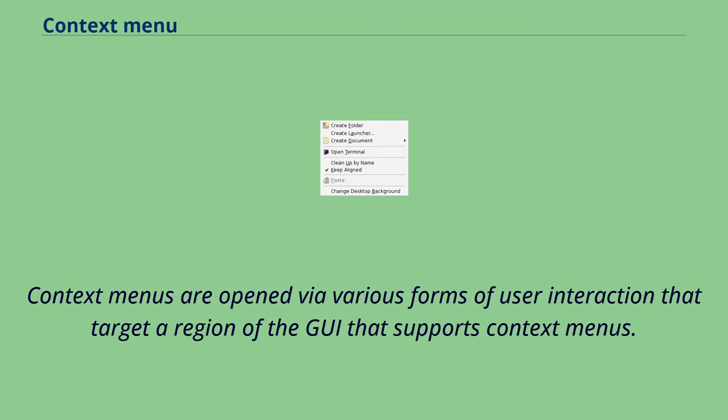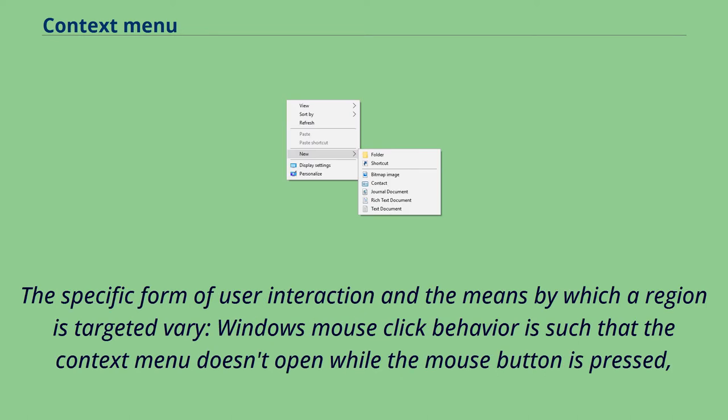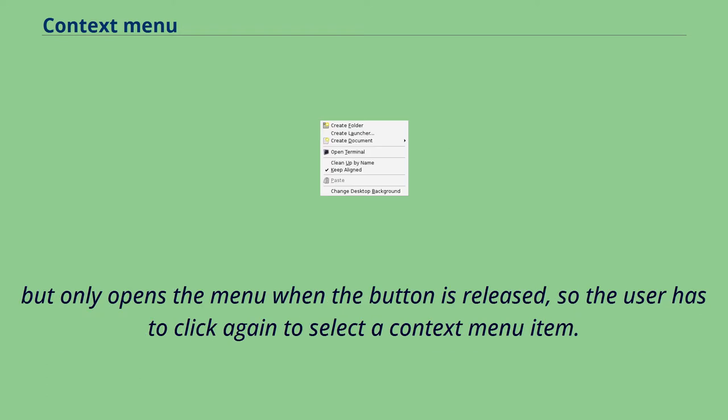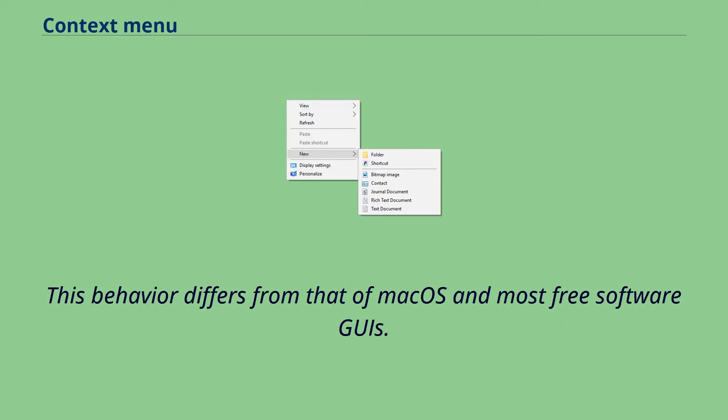Context menus are opened via various forms of user interaction that target a region of the GUI that supports context menus. The specific form of user interaction and the means by which a region is targeted vary. Windows mouse click behavior is such that the context menu doesn't open while the mouse button is pressed, but only opens the menu when the button is released, so the user has to click again to select a context menu item. This behavior differs from that of macOS and most free software GUIs.